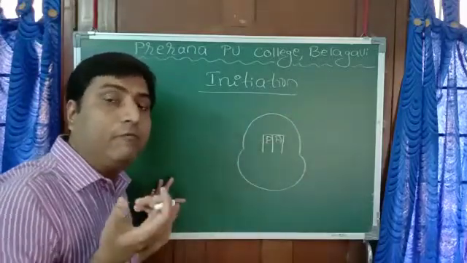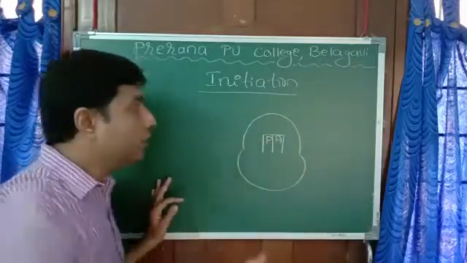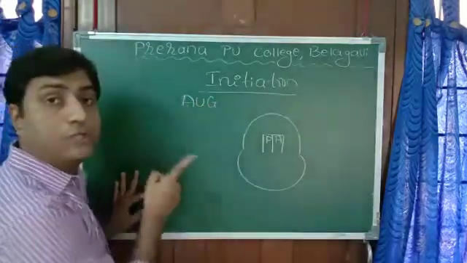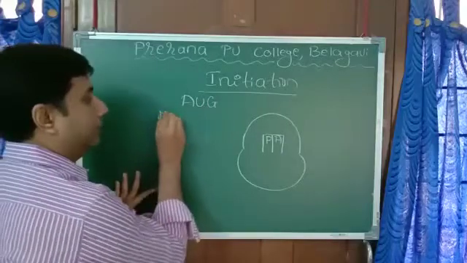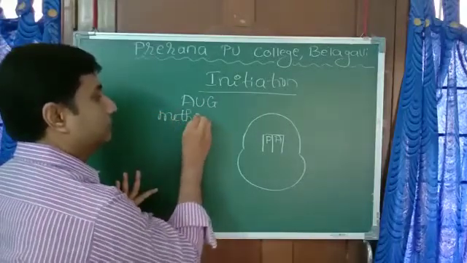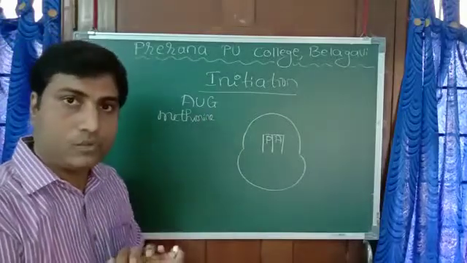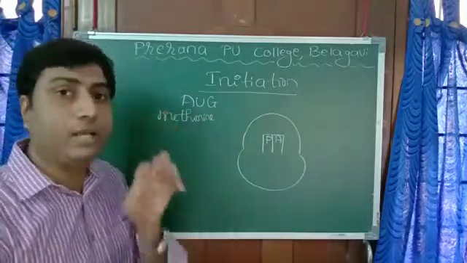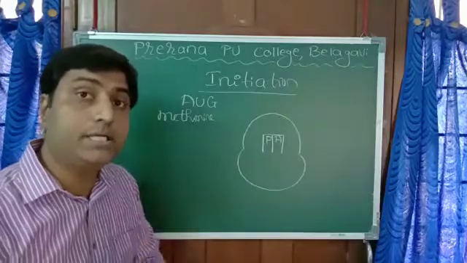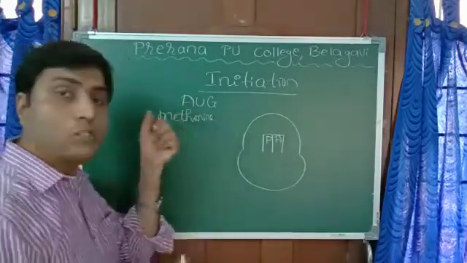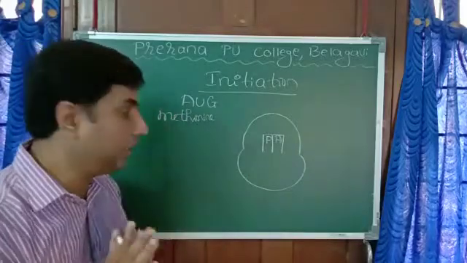and you know that the first codon, the initiator codon, is always AUG, which codes for the amino acid methionine. So this is the starting codon, and this is the first amino acid. In case of prokaryotes, it is formylated methionine, and in case of eukaryotes, it is methionine.